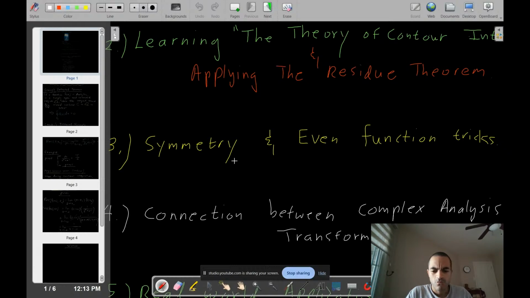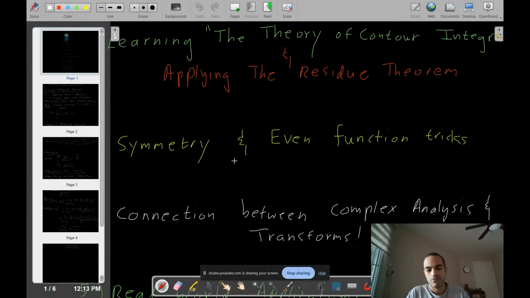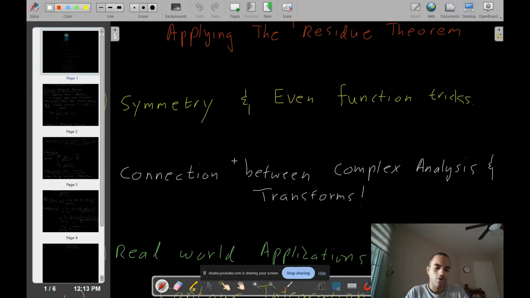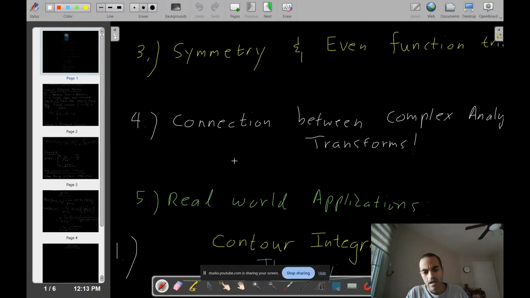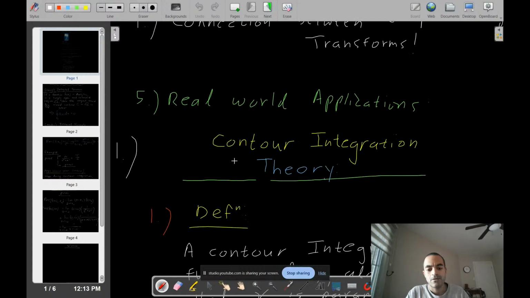Okay. Number 4 will be the connection between complex analysis and Fourier transforms. I'll bring up some applications of the connection between them. Okay. We don't have to spend that much time on that. As long as they're improper integrals and relate to complex analysis, we can do that easily. And number 5 would be real world applications of complex integrals.